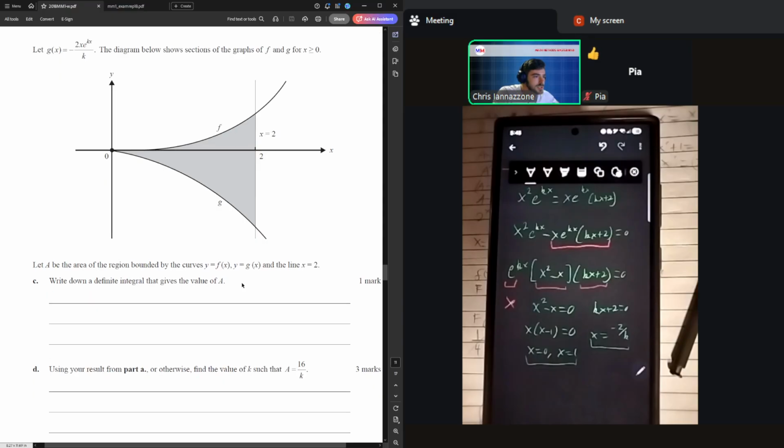Let's see. g of x is equal to that. Diagram shows sections of f and g. A is the area. Describe just the shaded bit. Write down a definite integral that gives the value of A. That should be chill. We have the curve of f, we have the curve of g. Yeah, this shouldn't be so bad.